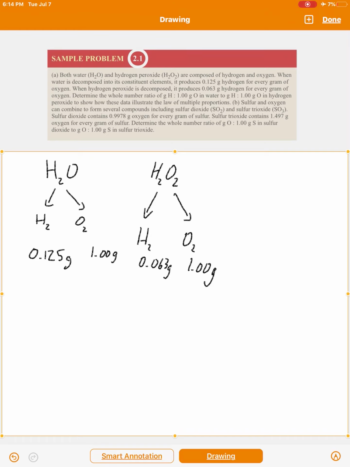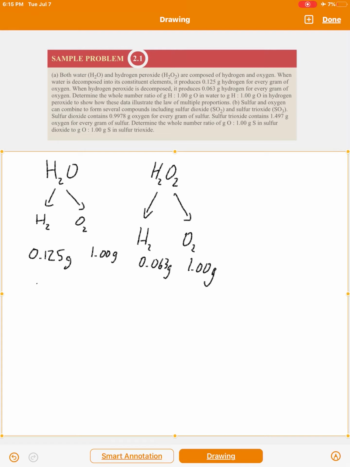The reason is, what we're doing is something called a normalization. We're not claiming that no matter how much water you decompose, you'll get 0.125 grams of hydrogen. What we're claiming is you'll get 0.125 grams of hydrogen per every gram of oxygen. And for hydrogen peroxide, for every 1 gram of oxygen that you get out of the compound, you'll get 0.063 grams of hydrogen out. Okay? So really all you need to do then is just to say this.